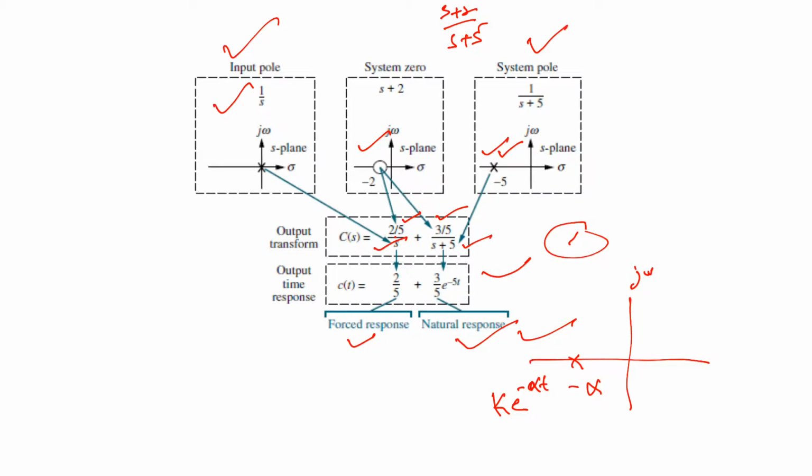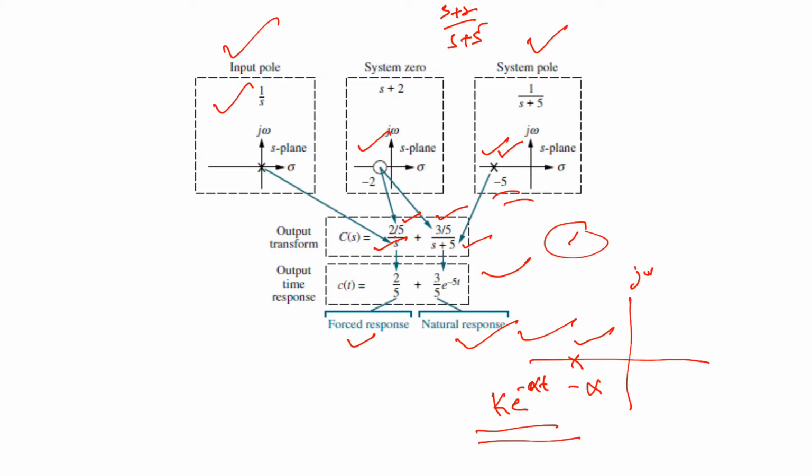Let us suppose that the pole is on the real axis, that is minus alpha, which we have seen also as minus 5. So it generates a response of k e minus alpha t. Also, one more point is that the farther to the left a pole is on the negative axis, the faster the exponential transient response will decay to 0. So this is also a very important point.